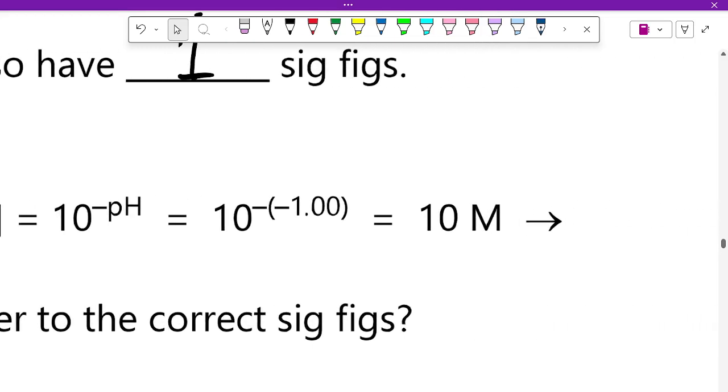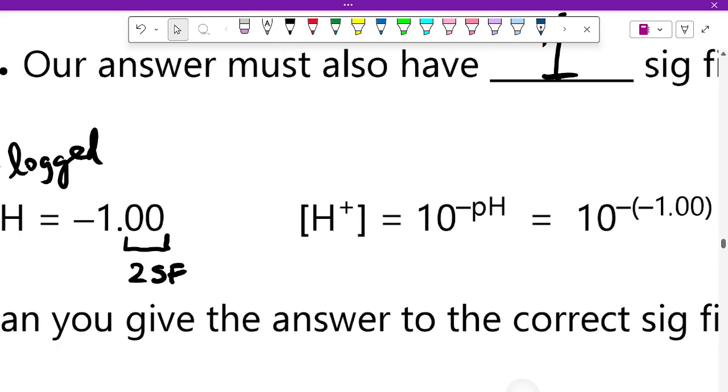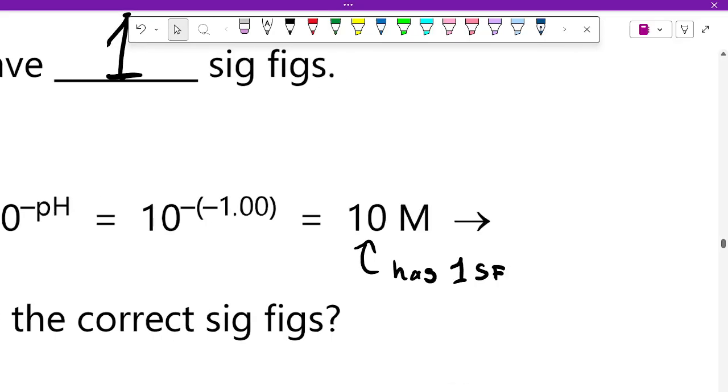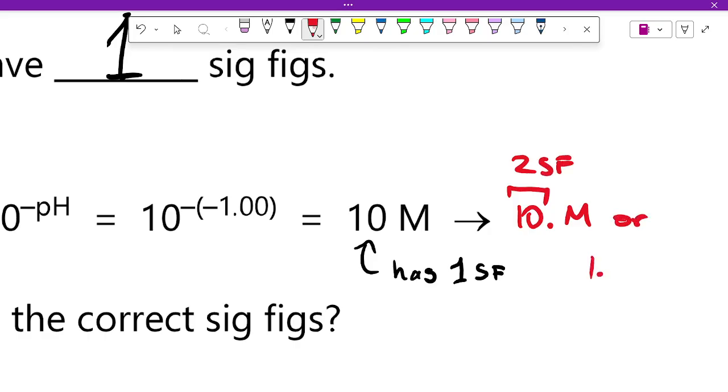So our final answer is going to be, if we take 10 to the negative negative 1, we'd get 10. Does this number have 2 sig figs? This has only 1 sig fig. How can we write it so it has 2 sig figs? We can write it as 10. molar, that has 2 sig figs, or 1.0 times 10 to the 1 molar. Either of those are acceptable answers. Okay.